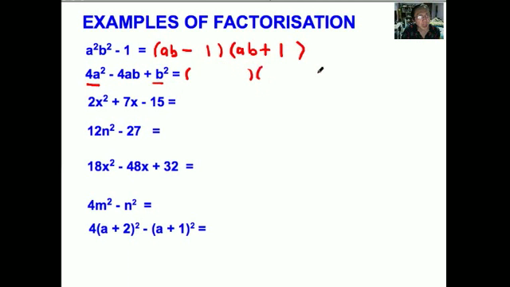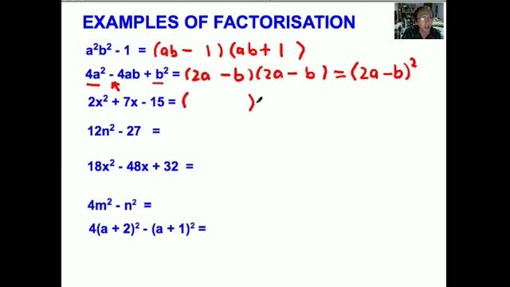Using the first and the last term, the factors of the first term are 2a times 2a. The factors of the last term are b times b. The middle term is negative. Therefore, we have the perfect square (2a minus b) squared. We can check the middle term: minus 2ab minus 2ab will give us minus 4ab.